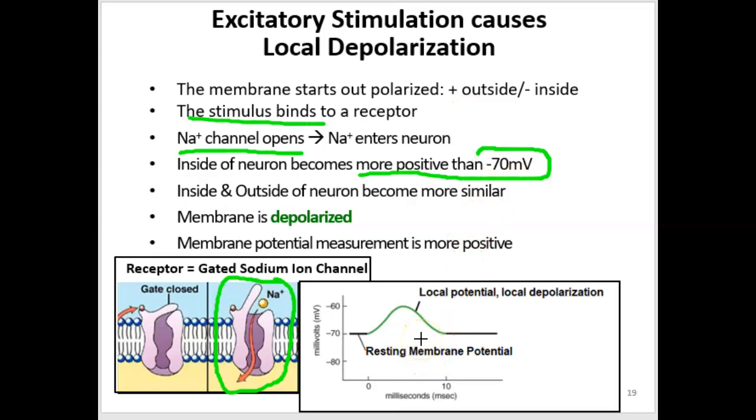Why does it become more positive? Because sodium is positive. So if we look at our little graph, here's resting membrane potential. A channel was opened, sodium went in, and now the inside of the cell is more positive. We now say that the membrane is depolarized. It's not polar anymore because the inside and the outside of the neuron become more similar in charge.